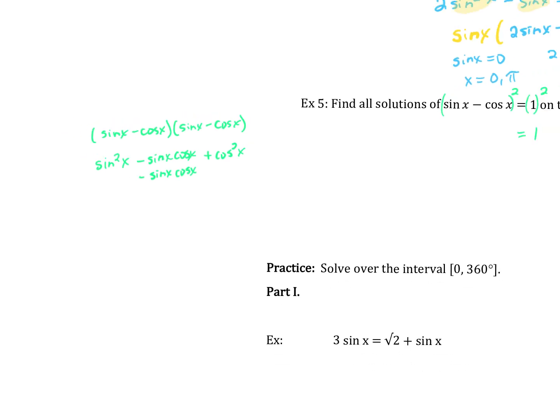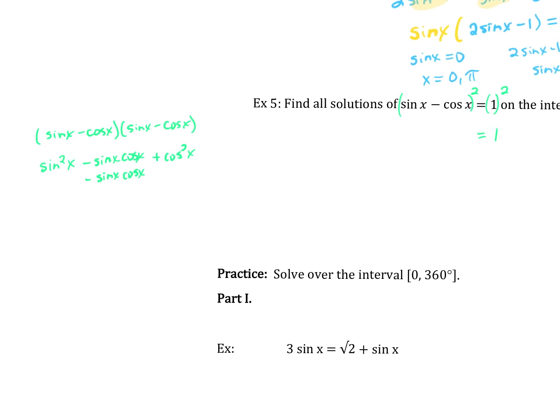So that was my work off to the side, but now let's write that over here. So I have sine squared x minus 2 times sine x cosine x plus cosine squared x. And then I'm hoping you guys see this. Think about what that is equal to. So that gives us a 1 minus 2 sine x cosine x, and that's still equal to 1.